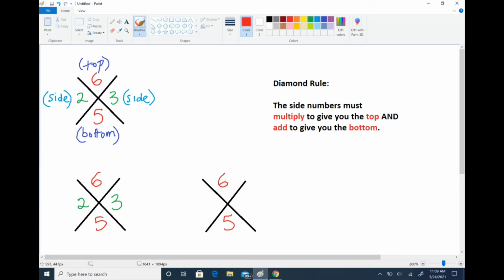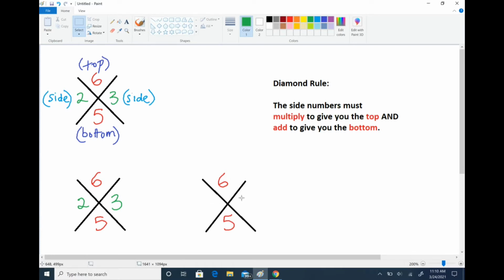Now let's look at this other variation here. In this setup here, you're given the top and bottom numbers, and you're asked to find the side numbers. So what do you do when you're asked to find the side numbers? Well, you go back to your diamond rule, and then you just have to use it and think backwards, right? So if I'm given the top number and the bottom number, in this case, the top number is 6, the bottom number is 5, how do I find the side numbers?